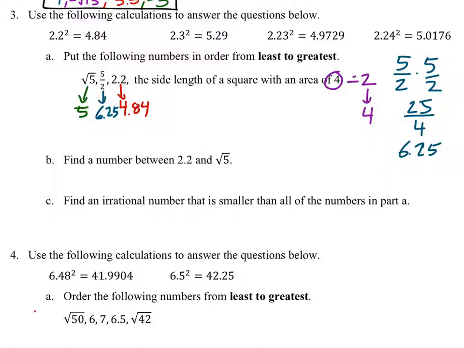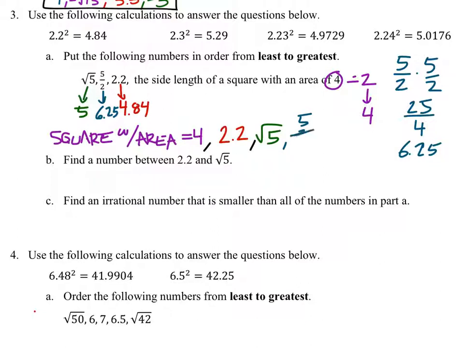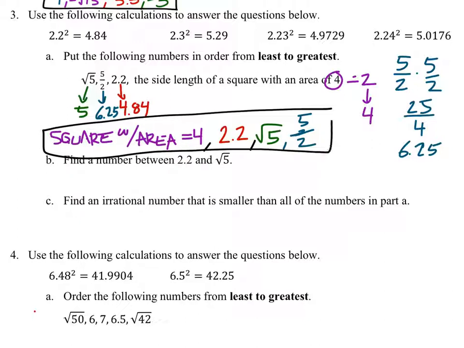Alright, now that we have that, the smallest value that we have that is squared is the side length of a square with an area of 4. So that's our smallest value. The next smallest value is that 4.84, which came from 2.2. The next smallest value is that 5, which came from the square root of 5. And then the biggest value there is the 6.25, which came from the 5 half. And this would be the list in order from least to greatest.